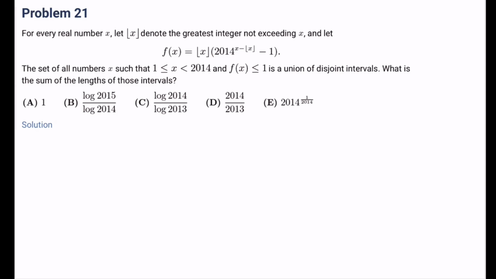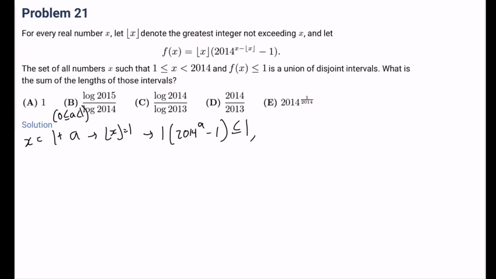Okay, so first of all, let's consider the case where x is between 1 and 2, because that's our smallest interval. So if x is 1 plus some small number, let's say a, and of course a has to be between 0 and 1, then that will mean that the floor of x is equal to 1. So if we just put that in there, then f of x is going to be equal to 1 times 2014 to the 1 plus a minus 1, so that's just going to be 2014 to the a, and then minus 1. So this should be less than or equal to 1.